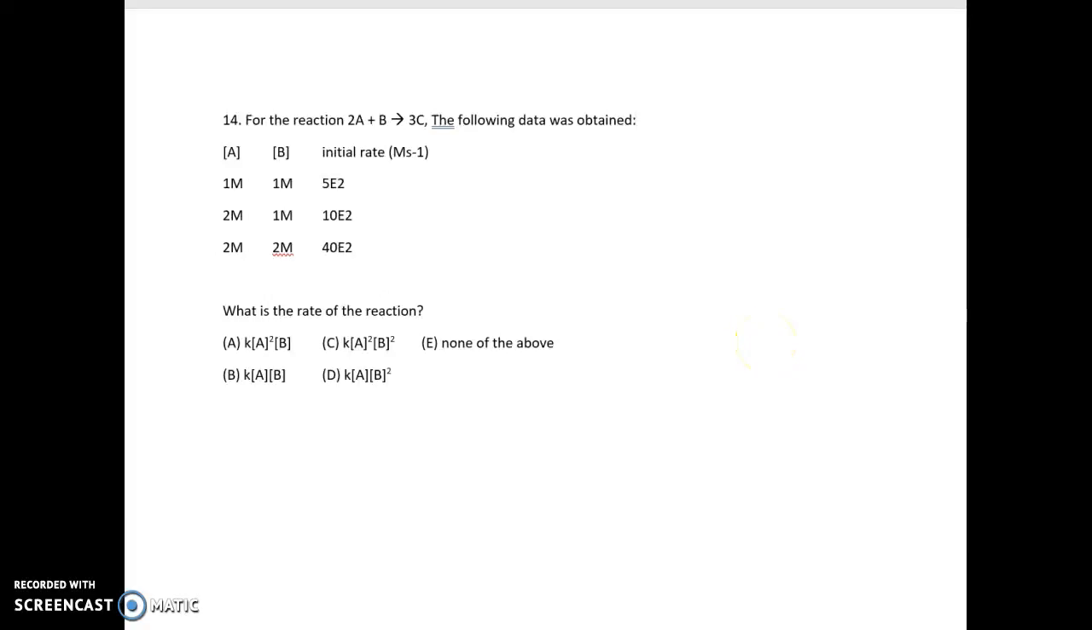Alright, so this is problem number 3 for the extra credit of exam 2, and this is problem number 14 from the exam, and it reads as follows.